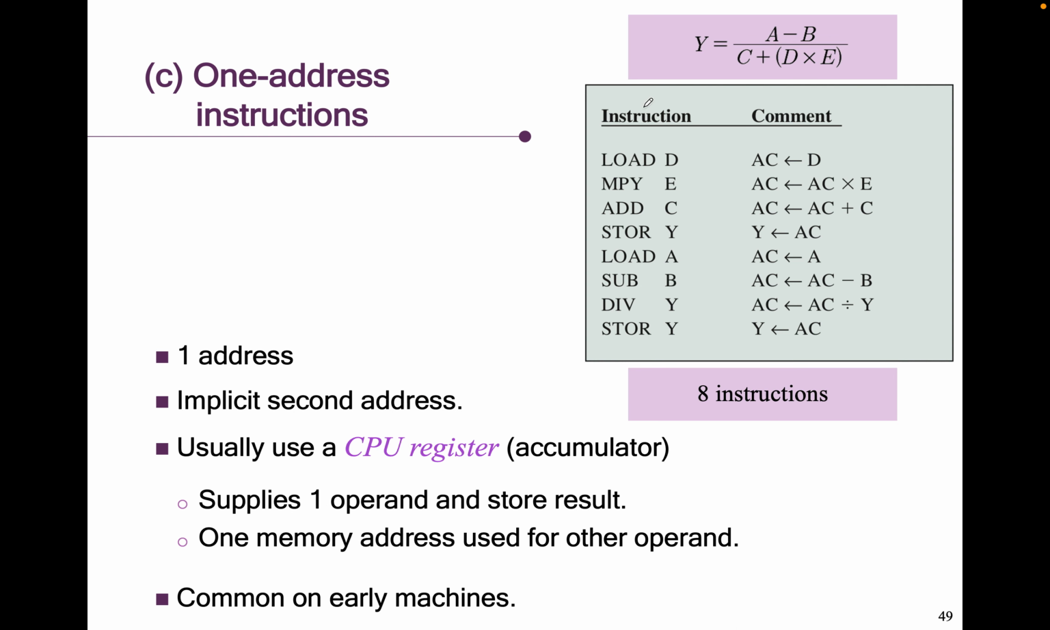And the one address instruction looks like this. One address, with an implicit second address. You're going to use a CPU register, the accumulator, to supply one operand and store the result. And lastly, it was common on early machines.